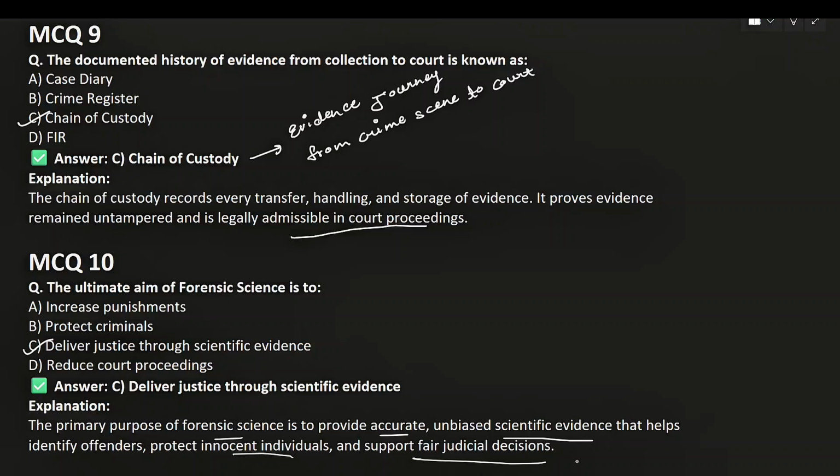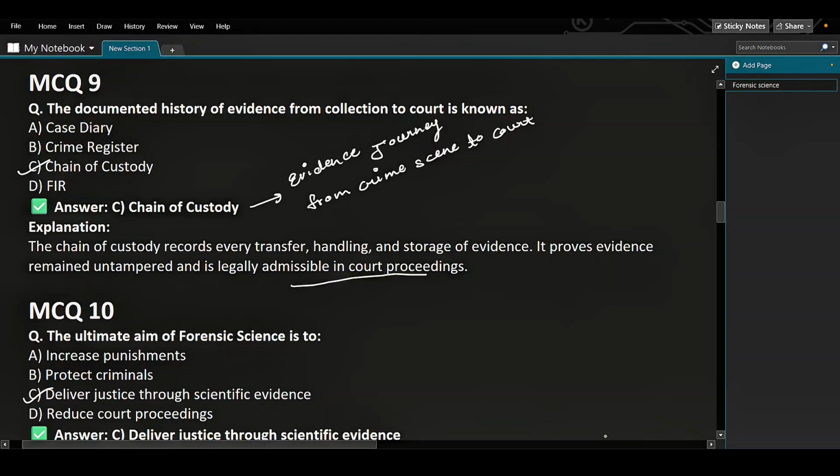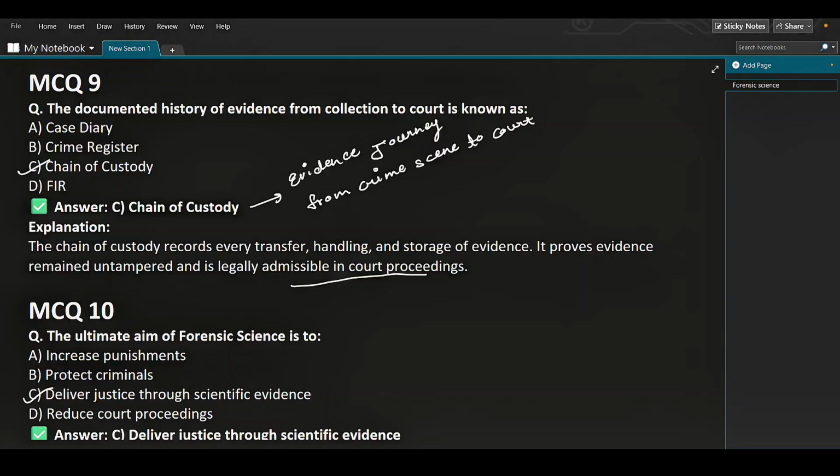It not only helps identify the offender but also protects innocent individuals from false accusations and ensures fair and impartial judicial decisions. Always remember, the goal of forensic science is not to convict someone. It is to discover the truth through scientific evidence. So here we end this session. These are the session of 10 MCQs.